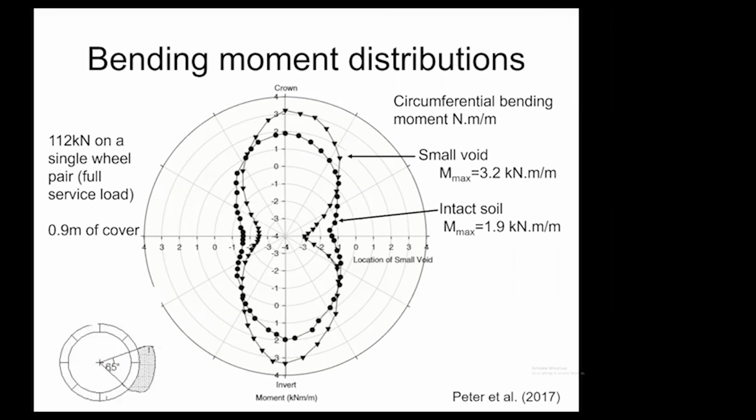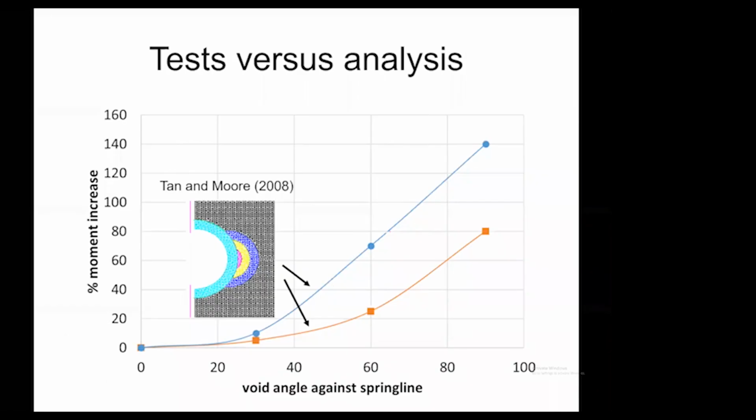And the maximum moment we get when the soil is intact in this particular experiment was 1.9 kilonewton meters per meter. The maximum moment when we had a small void, as shown in that picture in the bottom left-hand corner, was 3.2 kilonewton meters per meter, sufficient to cause the pipe to reach its strength limit state.